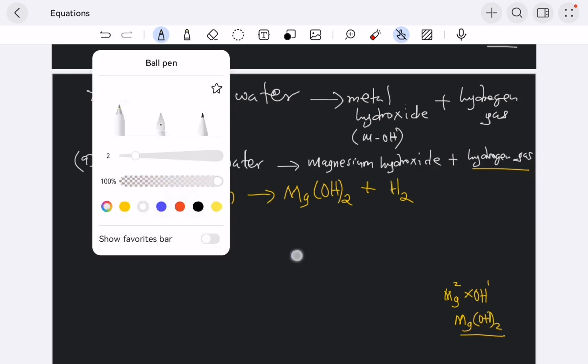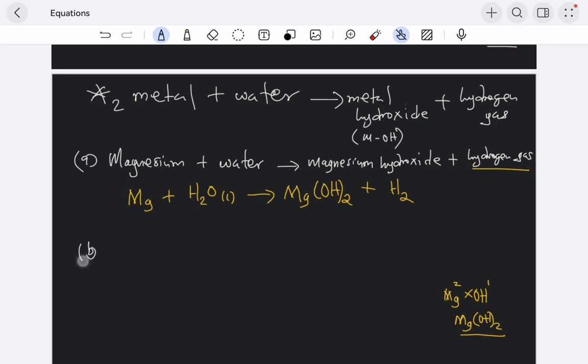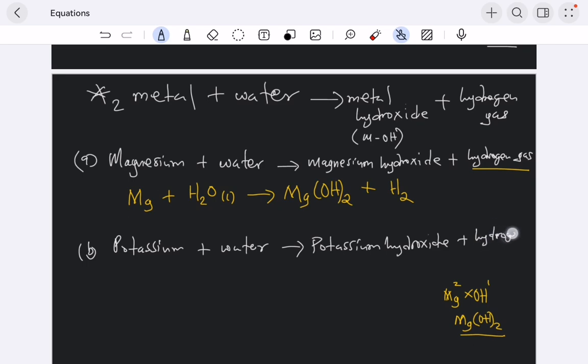I would like us to look at another example. Let's look at the same example that we looked at, potassium. Potassium plus water. What are we going to get? A metal hydroxide. What is the name of the metal? It's potassium, so it's going to be potassium hydroxide plus hydrogen gas. What is potassium? Potassium is K, plus what is water?